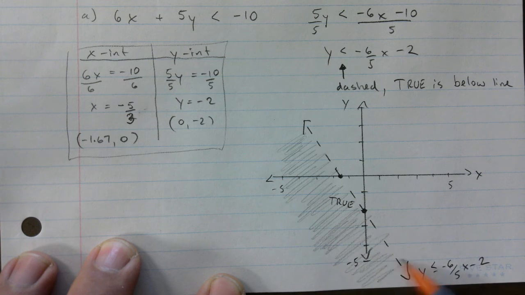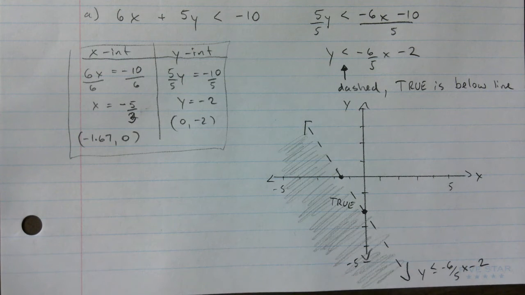Let's see if you were paying attention. Is 0, -2 part of the solution? The answer is no, right? Why is it not part of the solution? It's a dashed line. The points on the line are not part of the solution.